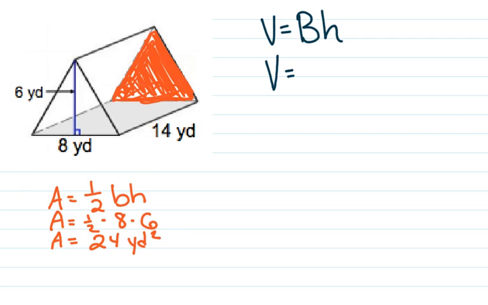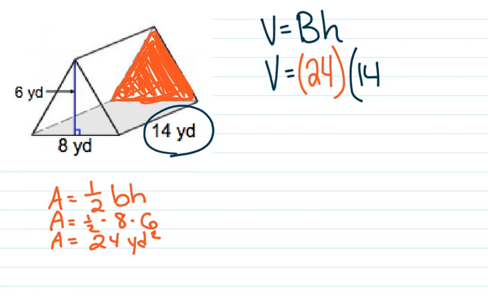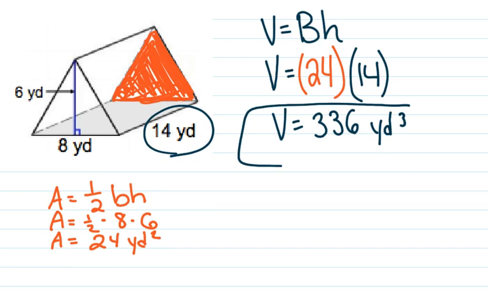Now I need to find the volume. I've got the base area, 24, and I'm going to multiply it by the prism height, which, because it's laying down, looks more like the prism's length. And the volume is 336 yards cubed. There is a triangular prism.